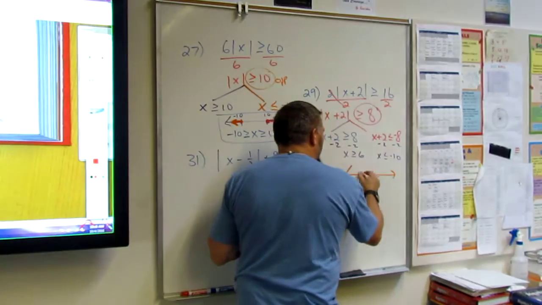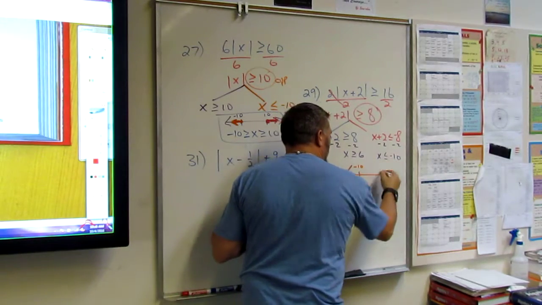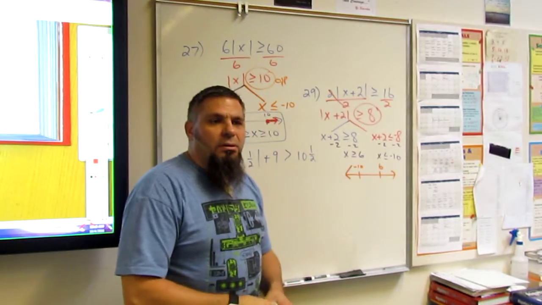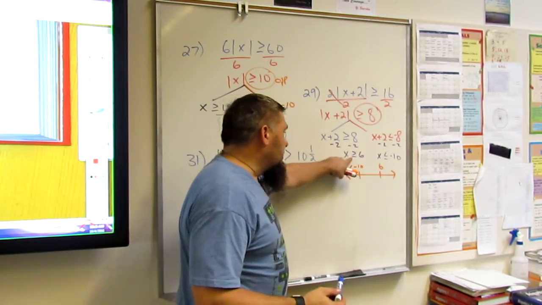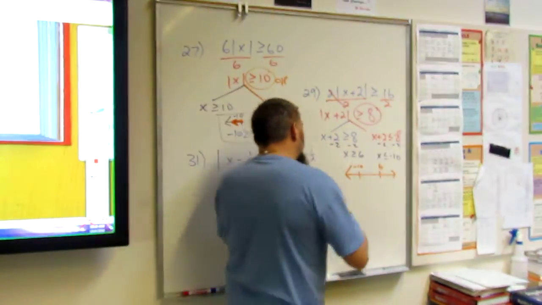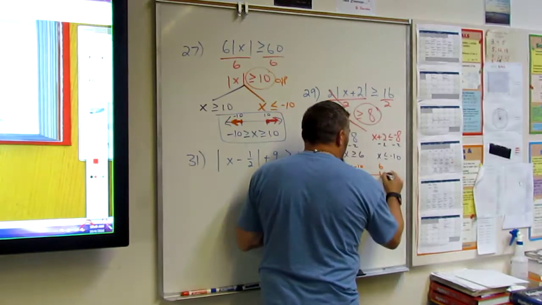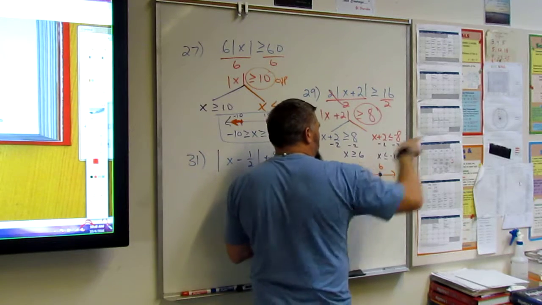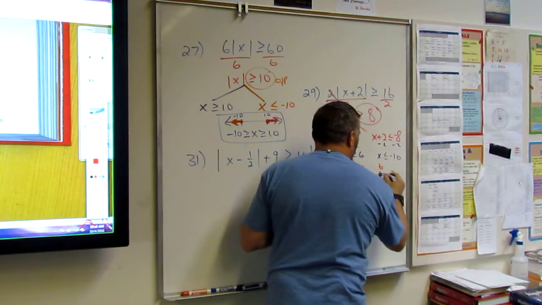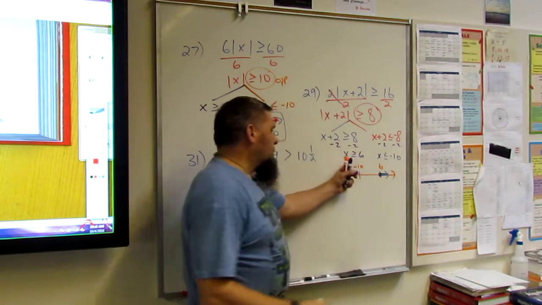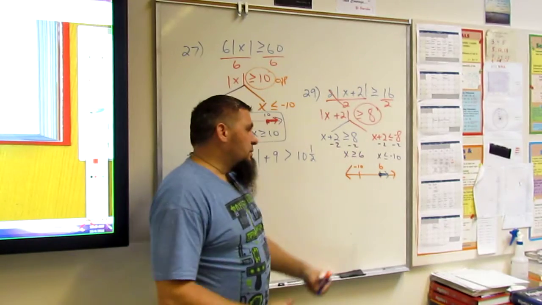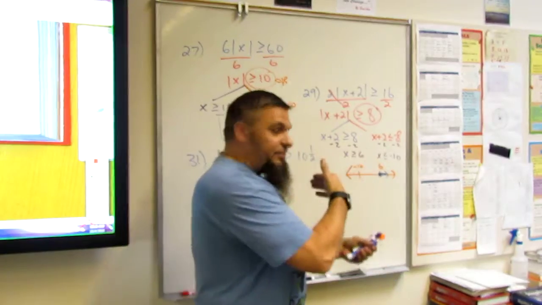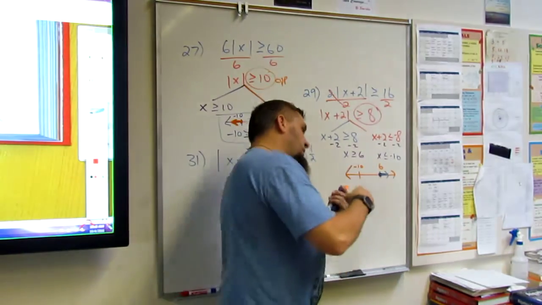All I have to do is go, okay, negative 10 and 6. Solid or open? Solid. Okay? So I'm going to go solid. And then solid. To the right? Left. Yeah, to the right? To the right. And then the other one is to the left, right? To the left. To the left.